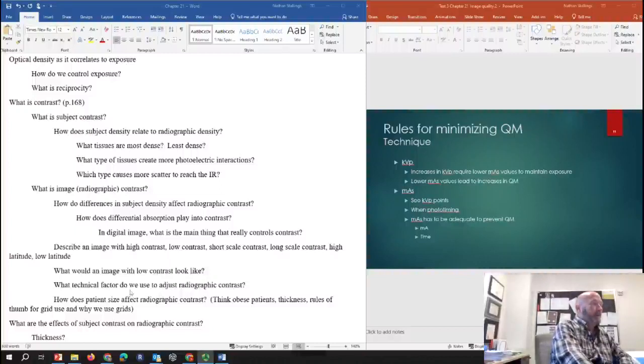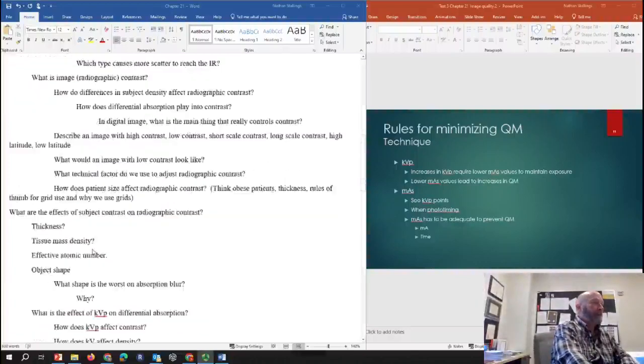We just did that. Technical factor used to adjust contrast: neither one really, but kVp traditionally. Contrast is really not manipulated with technique anymore. It's really a computer algorithm. But patient size can affect it still. So again, if we have an obese patient as opposed to an asthenic patient, the asthenic patient is going to appear with much more subject contrast.